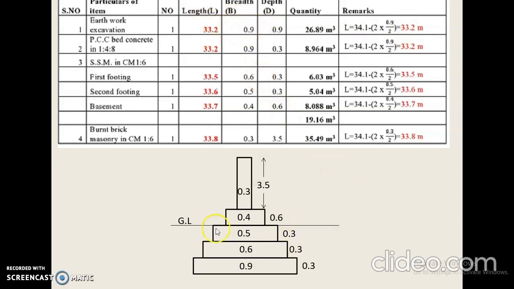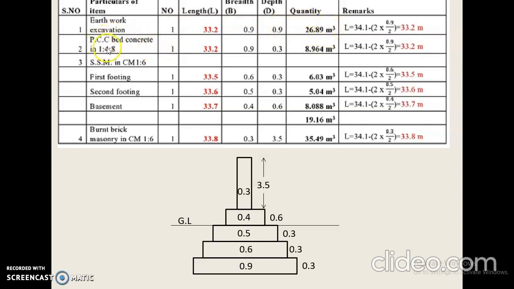See the depth now. Here ground level is given. Below the ground level, you should excavate for the foundation. Let us calculate total depth, that is 0.3 plus 0.3 plus 0.3, that is 0.9. If you multiply 33.2 into 0.9 into 0.9, of course we have only one number. If you multiply these four items, you will get 26.89 meter cube.